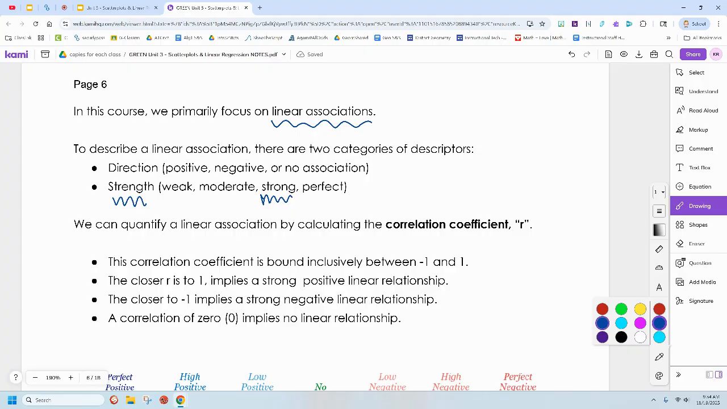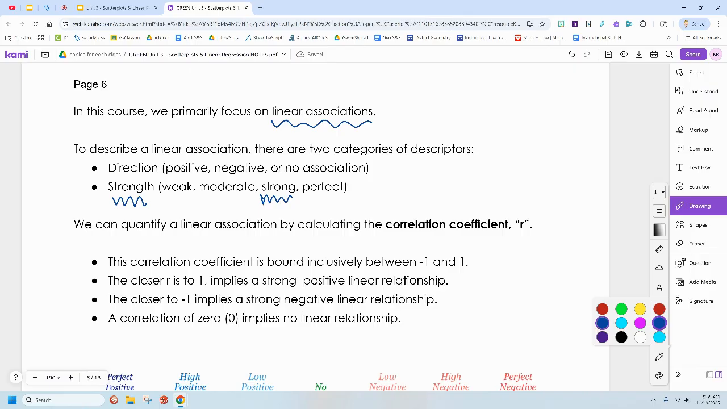But if it's not a strong relationship, why in the world are we studying it anyways? Perfect if everything falls exactly in a straight line, which is highly unlikely with data. But that would be a perfect correlation. Direction is positive or negative. And then no association, of course, can be kind of in there when there's nothing going on.